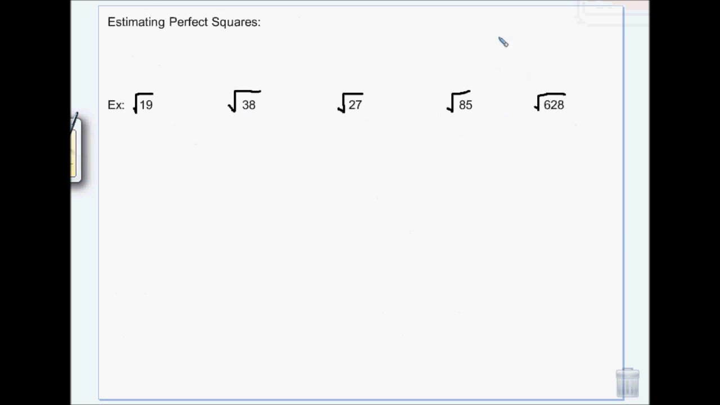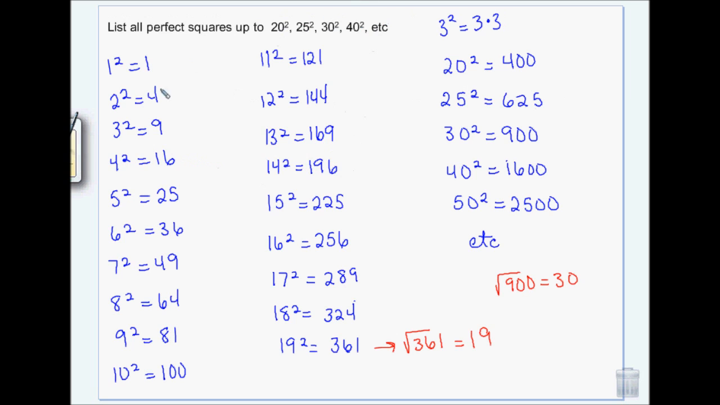Okay. These are not perfect squares, but we can estimate. An estimation is an approximation, right? Here's what we're going to do. We're going to take the square root of 19. That is not a perfect square. But 19 is between 16 and 25, which are perfect squares. So like we go back to this, 16 and 25, 19 falls in here, right?